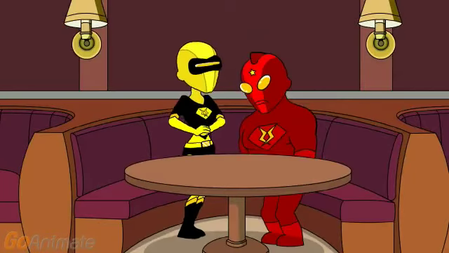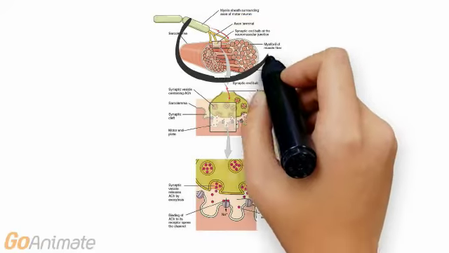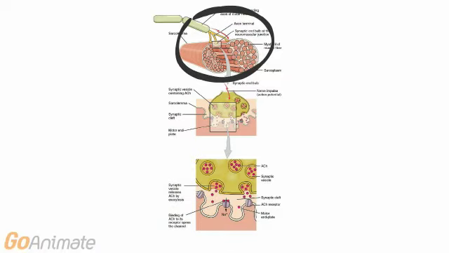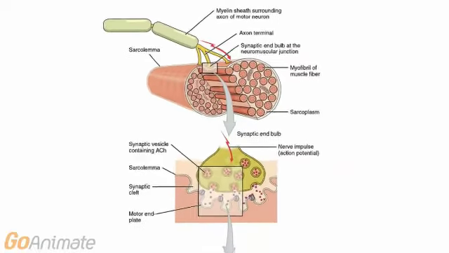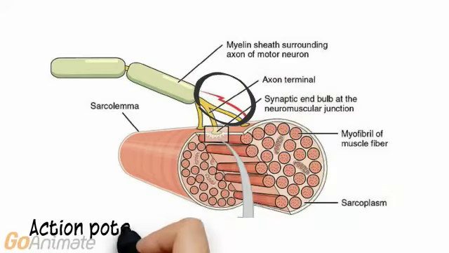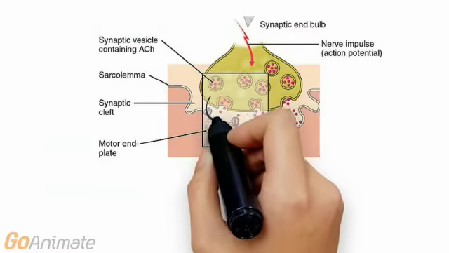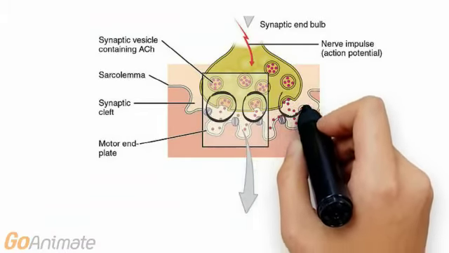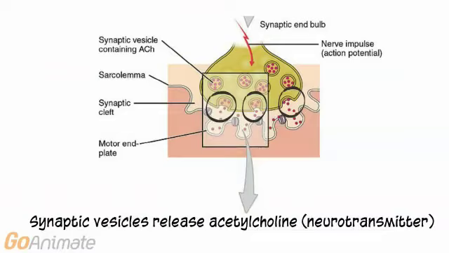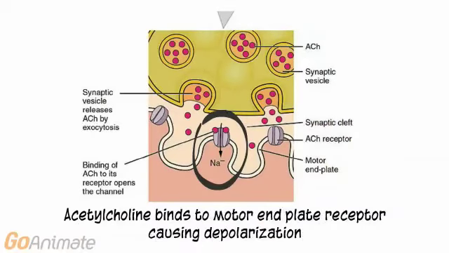Remember, the goal is to get actin and myosin together, but they need a little help. Help begins at the motor neuron, which is connected to muscle at an area called the motor end plate. The nervous system sends a message called an action potential down the motor neuron. The motor neuron responds by releasing the neurotransmitter acetylcholine. Acetylcholine floats across the synaptic cleft to the motor end plate on the muscle.